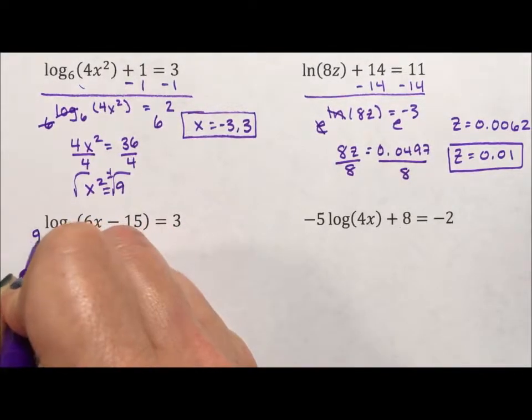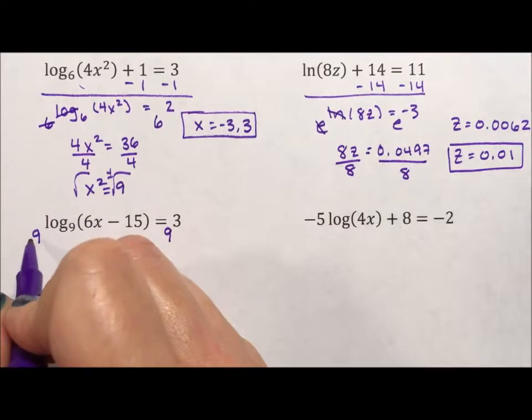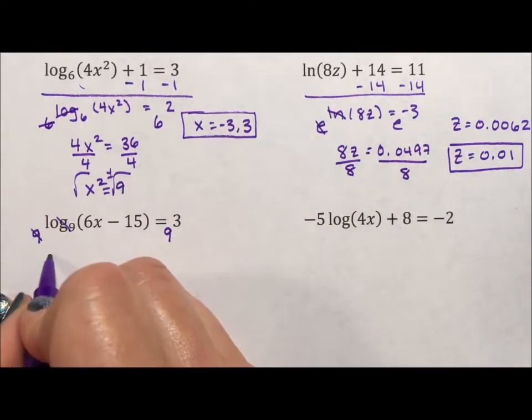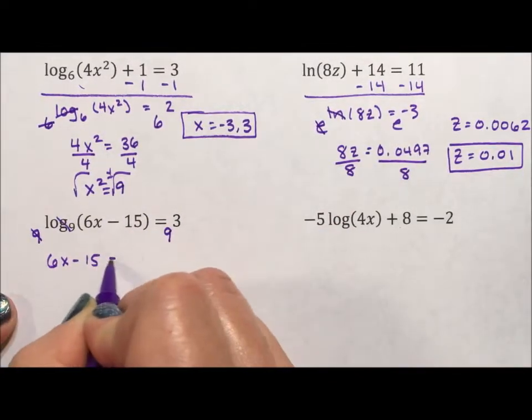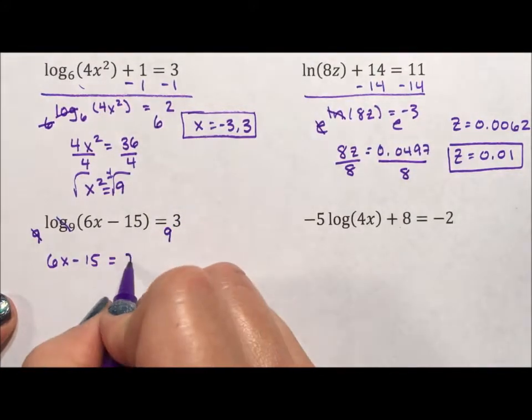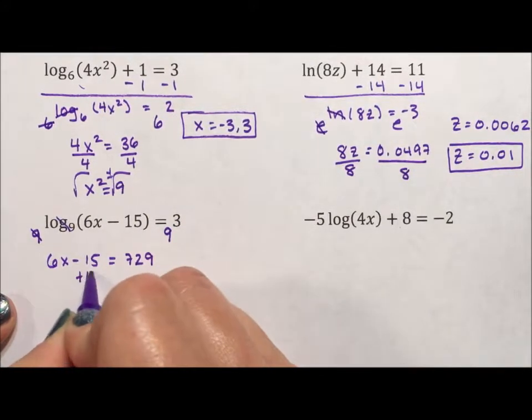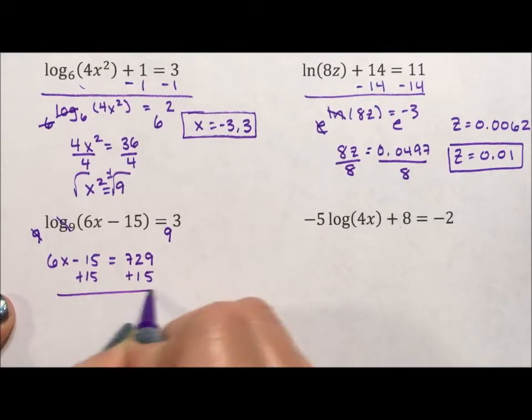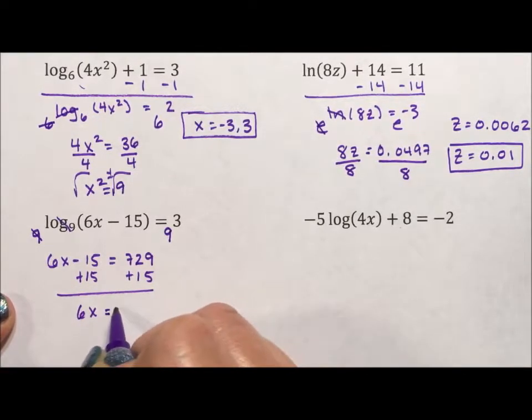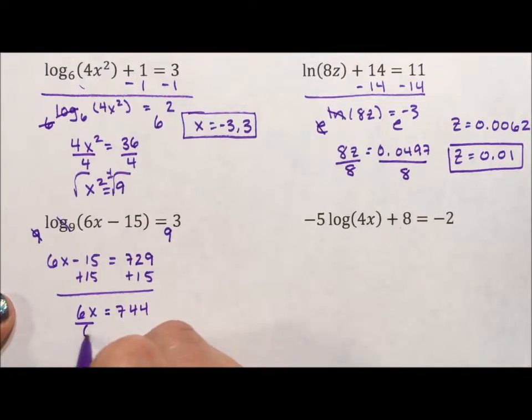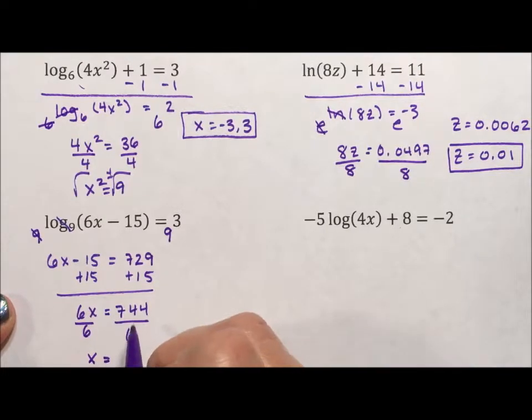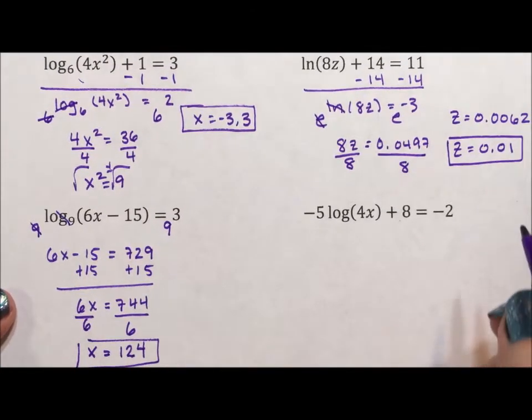It's log base 9, so I'm going to make both sides an exponent of 9. On the left-hand side, these guys are going to undo each other, and I'm going to be left with 6x minus 15. And the right-hand side, I have 9 cubed, which is 729. I'm going to add 15 to both sides. So that 6x is equal to 744. And then I'm going to divide by 6, and I'm going to get that x is equal to 124. All right, and then the last one.